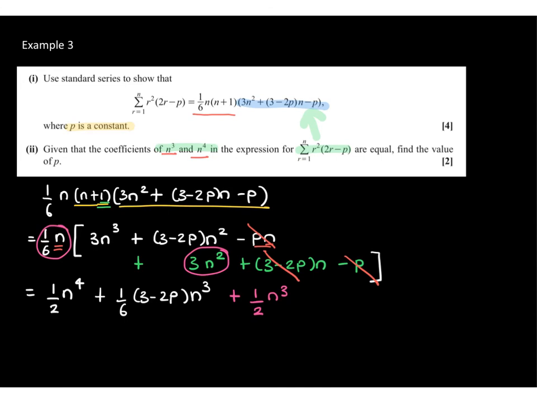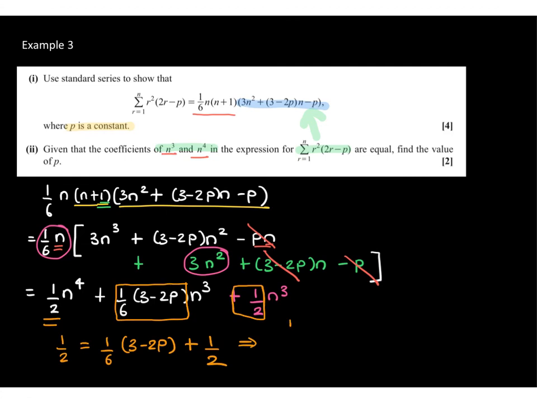Well, the coefficient of n to the power 4 is 1/2. The coefficient of n cubed is composed of this and this. So we can say that 1/2 is equal to 1/6 (3 minus 2p) plus 1/2. So from here, we can subtract 1/2 from both sides of this equation, which gives us 1/6 (3 minus 2p) equals 0. 3 minus 2p equals 0, and then p equals 3/2.